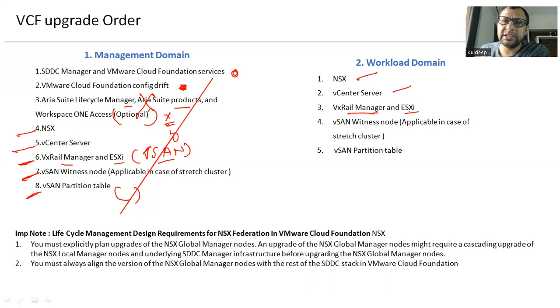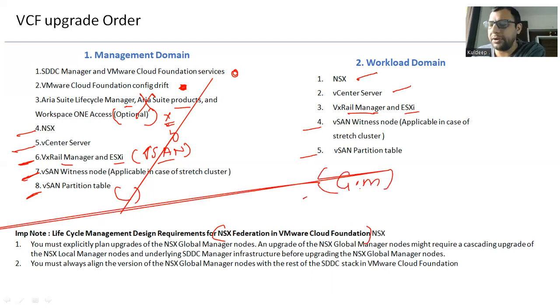If you're not using vSAN, then you have to upgrade the vSAN ready node only, the witness appliance and the vSAN partition table again. Okay, again, the important note here: if you have deployed VMware Cloud Foundation with an NSX federated environment, the global managers you have to upgrade by logging in locally into the global manager.